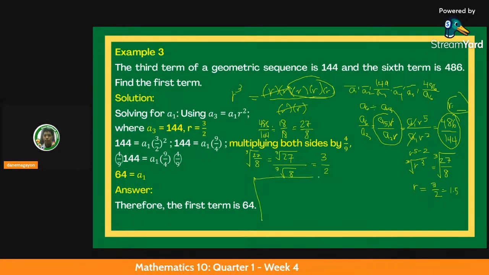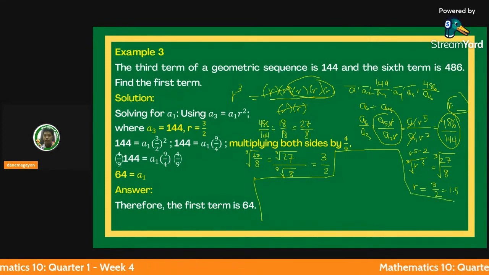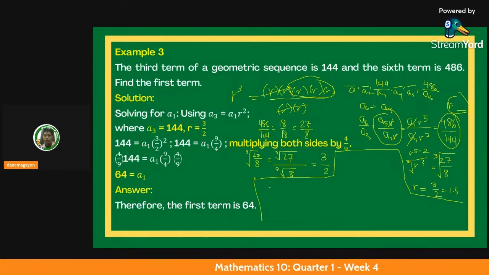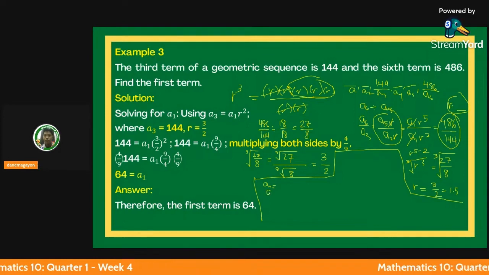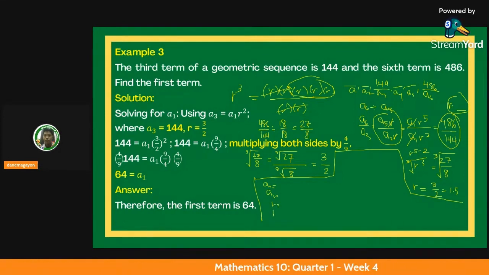Ayaw mabura yung nasa slide, so lagay lang tayo ng corresponding space. So, we will use the end term formula. So, meron tayong A sub n, we have A sub 1, we have R, and then yung value ng n.